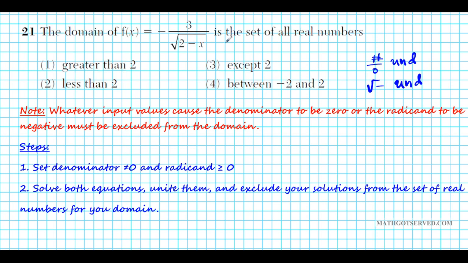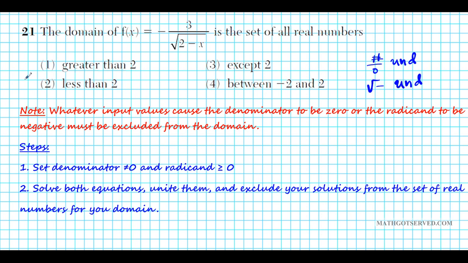In this case, we have a combination of both situations. We have a rational expression with a denominator expression, and we have a radical. So we're going to be combining the restrictions on these two cases to find the domain of this function right here. These are the steps we're going to use to solve this problem. First of all, we're going to set the denominator to not equal to 0 and the radicand to greater than or equal to 0. We're going to solve both equations, and then we're going to unite them together.